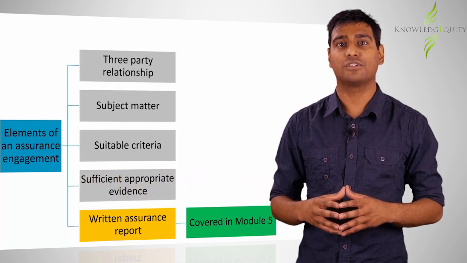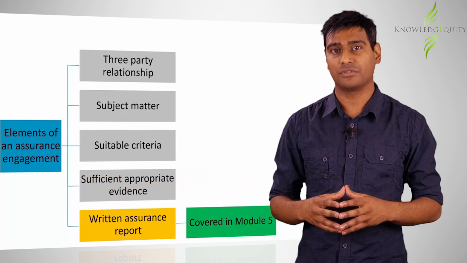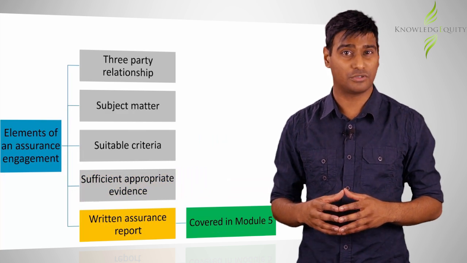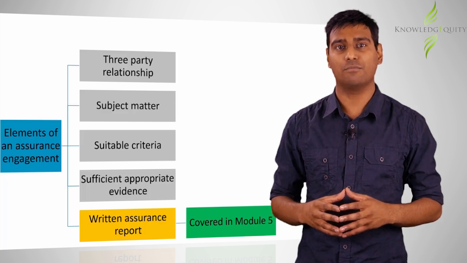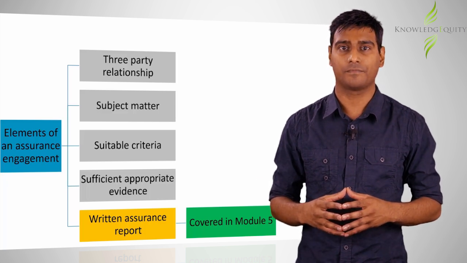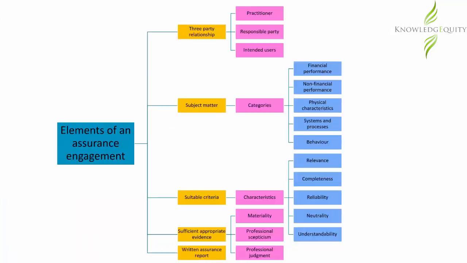The last element of assurance engagement is the written assurance report. The type of assurance report, as well as the different types of assurance opinions, are discussed in more detail in Module 5. To recap, there are 5 elements of an assurance engagement.